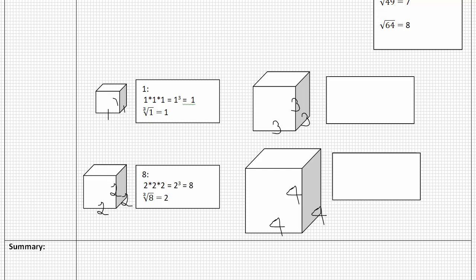See if you can follow the same pattern as I've set up here for the first 2 perfect cube numbers and find the next 2, and fill in your chart here. Pause the video to do that, and then resume the video to check your work with mine.